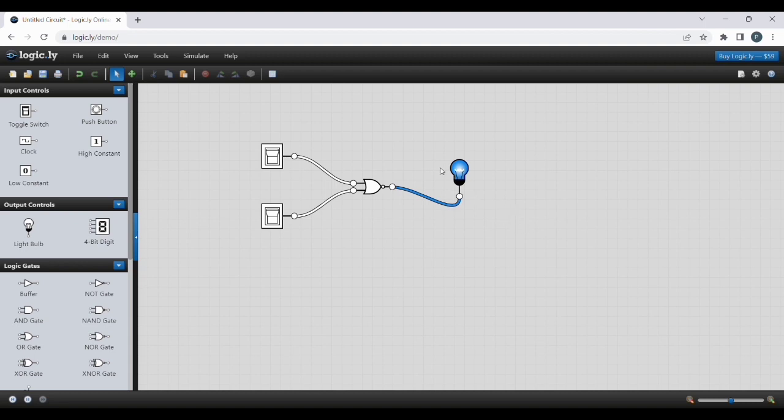NOR gate. When both the inputs are 0, the output will be 1. When any one input is 1, the output will be 0. When both the inputs are 1, the output will still be 0.